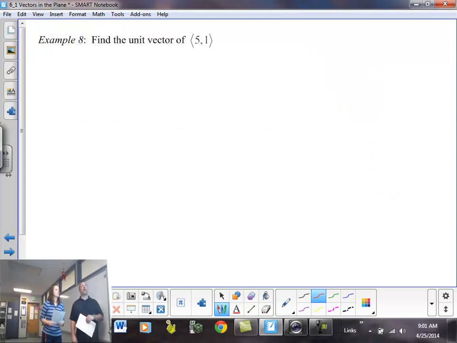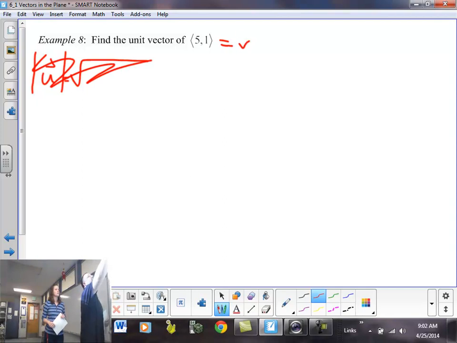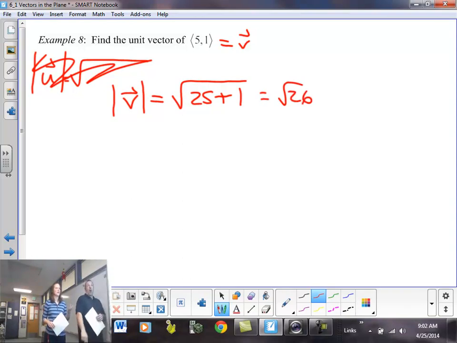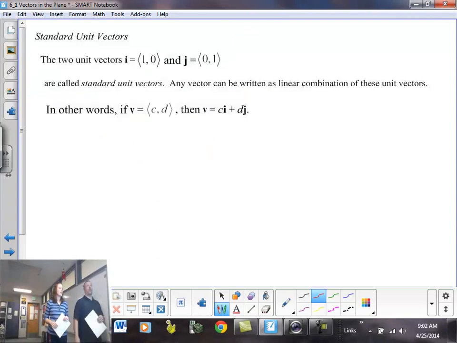All right, so let's try one. What do we need to find? We need to find the magnitude. Let's draw the correct notation. That is the magnitude of vector, well, let's call this vector v. And there's the magnitude of vector v. It's going to be the square root of 5 squared plus 1 squared, square root of 26. So we have to take the components and divide by the square root of 26. So u then would be 5 over root 26, and you can leave it like that, and 1 over root 26. Ta-da. Done. Happy. Moving on.